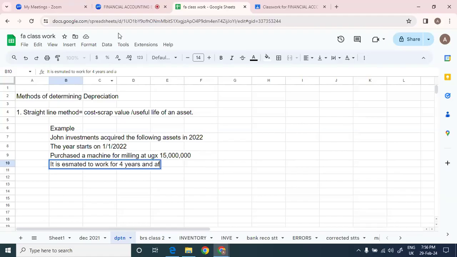and after which it would be sold at maybe, let's say, 500,000 UGX, 500,000.